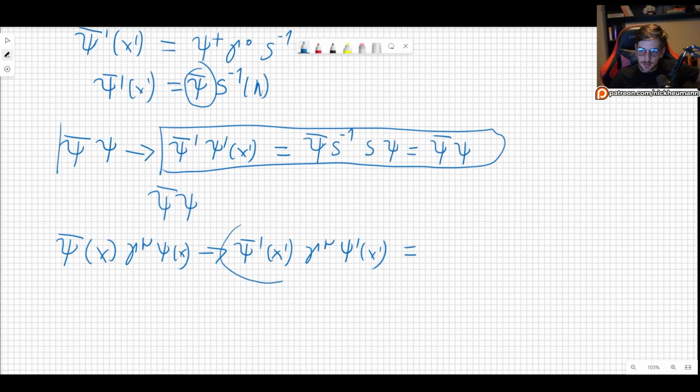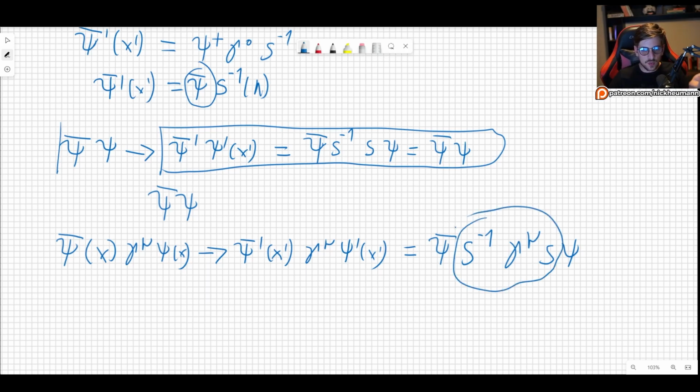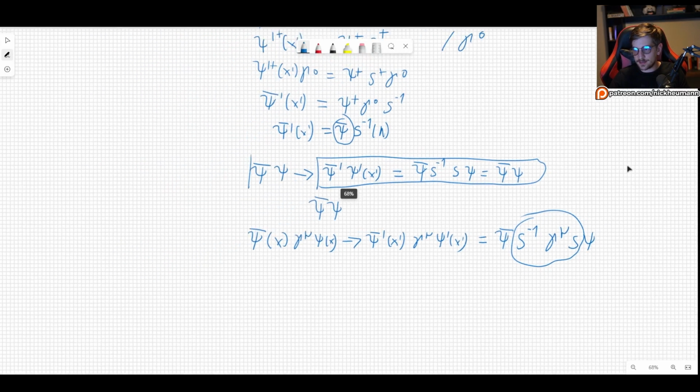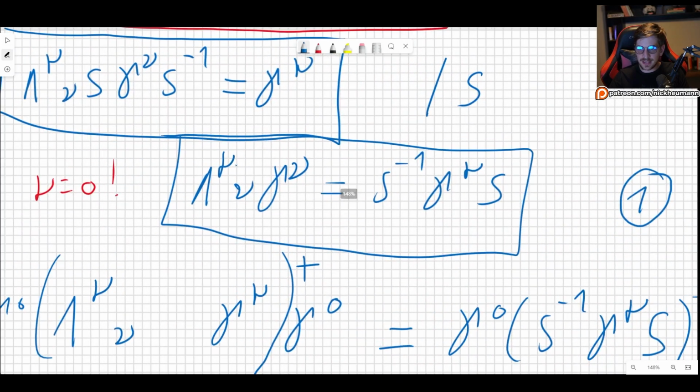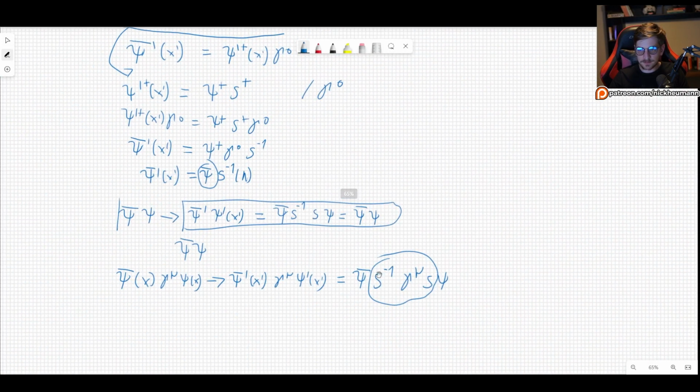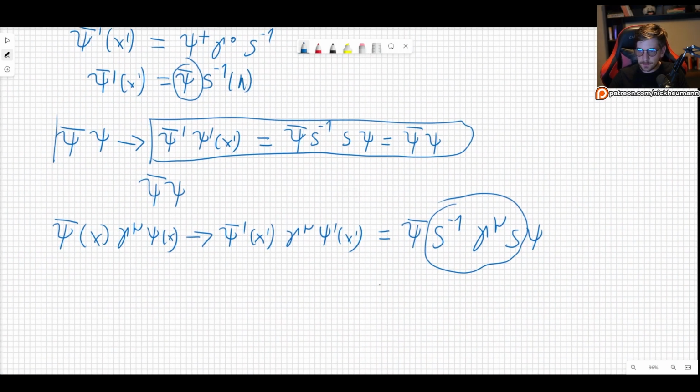So the Hermitian adjoint here prime, it transforms, right? We know that it comes from psi Hermitian adjoint s to the minus 1. And then we have gamma mu, and then we have s psi of x. Well, we are not writing down the dependence. But what is this? S to the minus 1 gamma mu s. We already saw that, right? S to the minus 1 gamma mu s. It is right here. It is lambda mu nu gamma nu. So that's the same, lambda mu nu gamma nu.